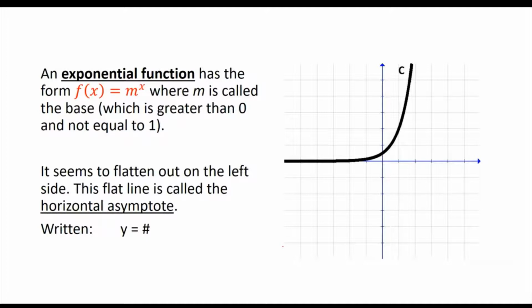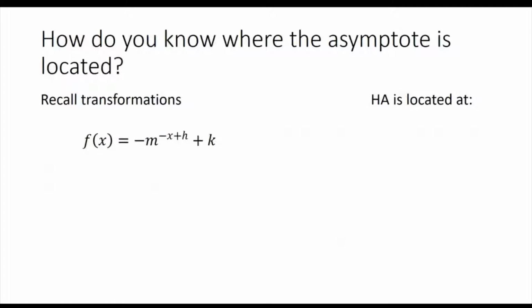Over here on the right-hand side is an example of an exponential graph. It seems to flatten out on the left-hand side. That is called a horizontal asymptote. You would write your horizontal asymptote as y equals whatever this number is here. This example has y equals 0. But most of our examples aren't going to be y equals 0. They're going to be transformed graphs. So how do you know where the asymptote is located?